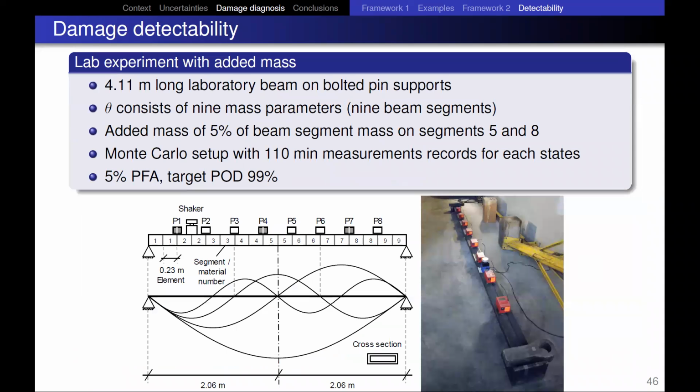Yeah, and that this can really work in experiments, for that we have an example on a beam where we added masses. We discretized that beam into 9 segments, where we added a mass once at a time, so we have 9 mass parameters. Adding mass was easier than cutting through for the experiments. That's why we chose the mass parameters for validation, and made a Monte Carlo setup.